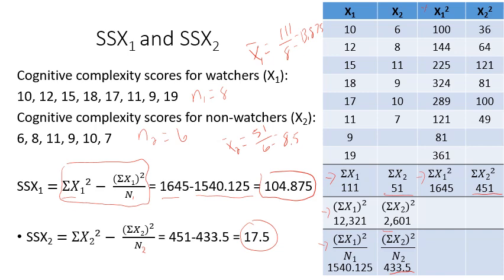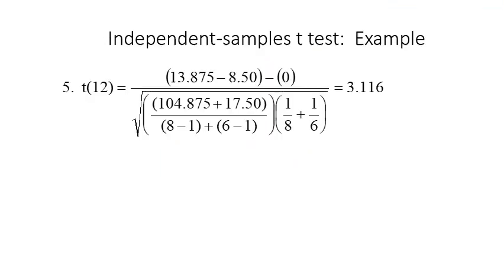Now we have everything we need. We have our mean of x1, our mean of x2, our sum of squares of x1, and our sum of squares of x2. We've got n1 and n2. We just need to plug those into the formula. When we plug everything into the formula, and yep, I was right on the mean of x1 and x2, we get a t with degrees of freedom of 12 equal to 3.116.